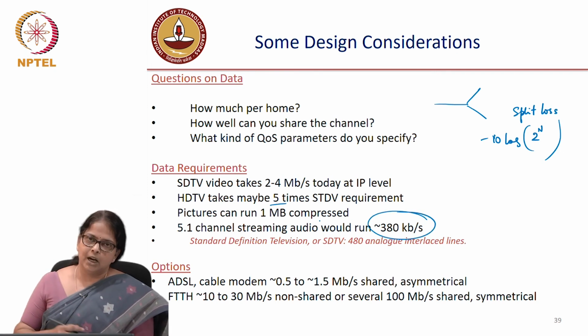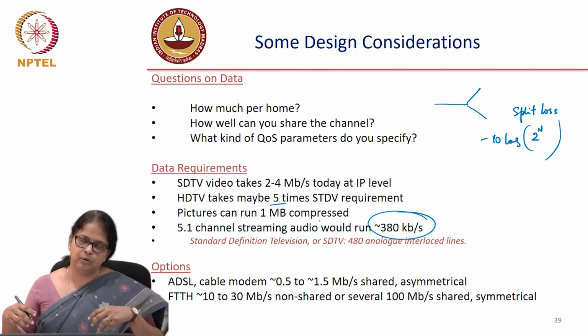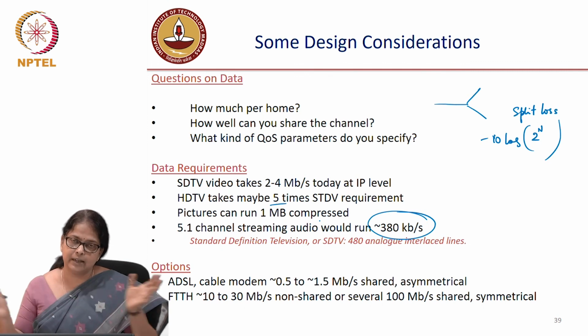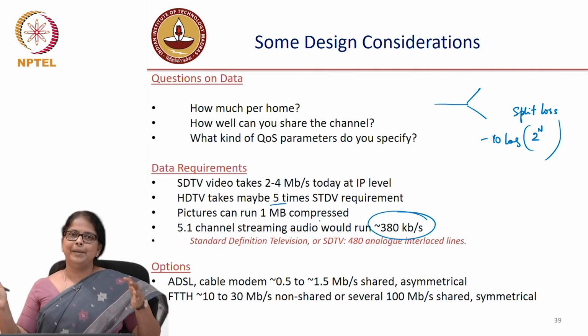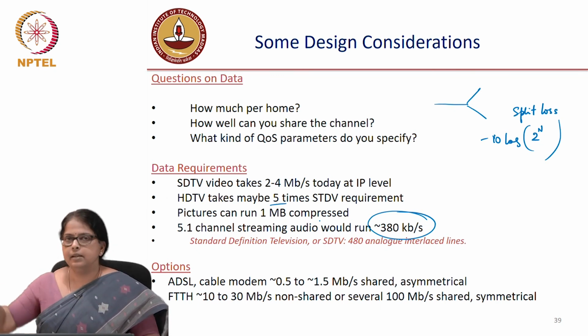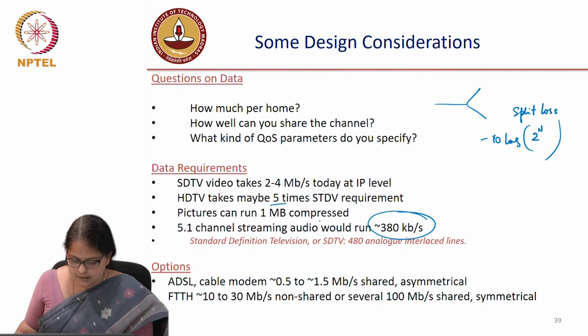So, in a house, it depends on how many HDTV channels you are viewing simultaneously, how many audio streams you are downloading simultaneously. You can get an estimate of what is the peak data rate required for a given user and the number of users in that scenario, and then decide what should be your split strategy.